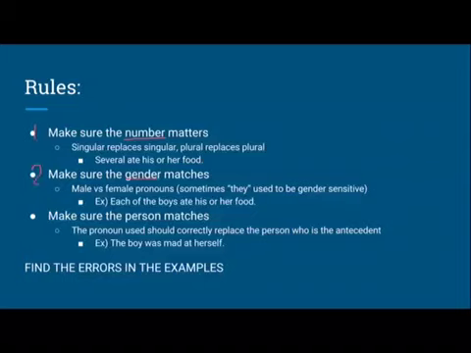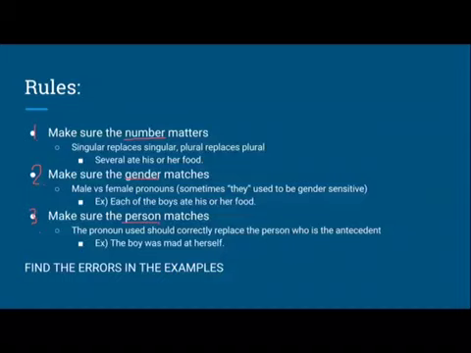Second, you make sure the gender matches. You need to know the difference between male and female pronouns, but also acknowledge that sometimes "they" or "their" is used when you want to be gender sensitive. However, when you do this, in parentheses, make sure you leave a note that shows that you know the actual rules. Third, you have to make sure the person matches. Make sure the pronoun that's replacing the antecedent is replacing the correct person.